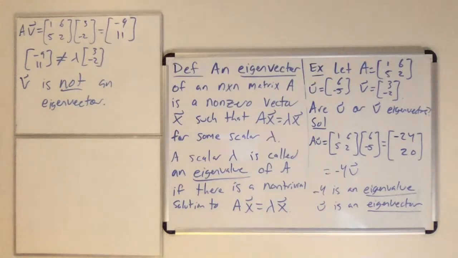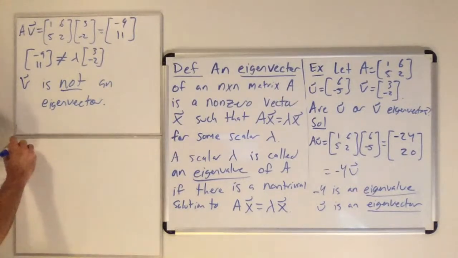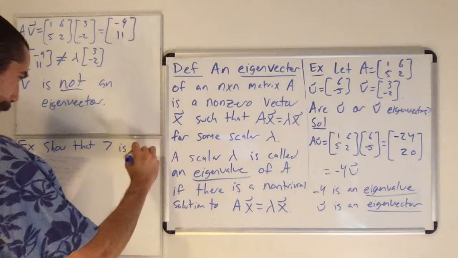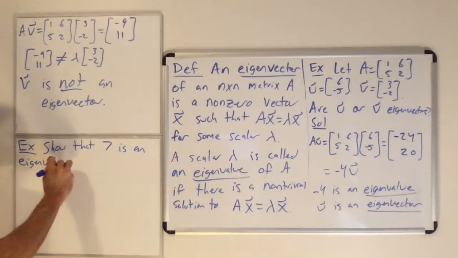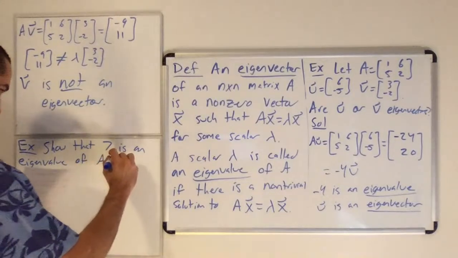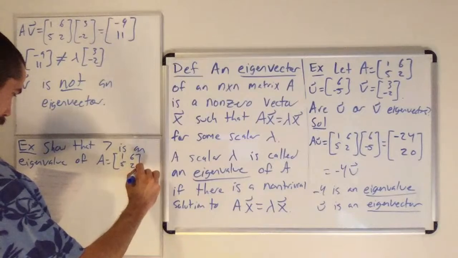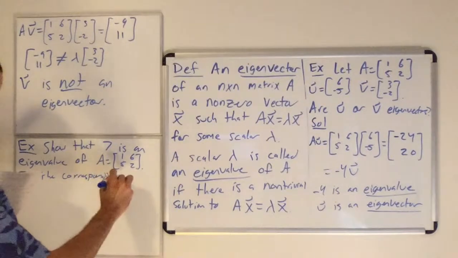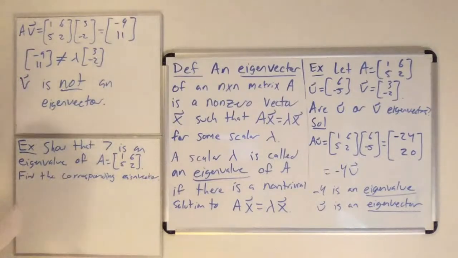Okay. And now let's do another example. Okay, this example says, show that the number 7 is an eigenvalue of A, which is 1, 5, and then find the corresponding eigenvector.